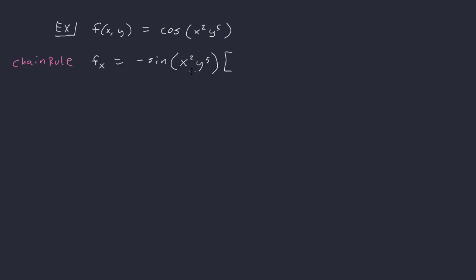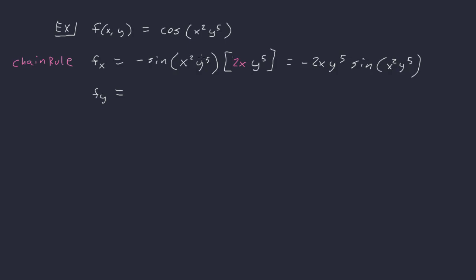Now, when we take the derivative of the inside, we're only taking the x derivative and we're leaving the y's alone, treating the y's like they're constants. So the derivative of x squared will be 2x, and there is no derivative of y to the 5th, that's just a constant, so we'll leave that as y to the 5th. So if we simplify this down, we'll have negative 2x y to the 5th times sine of x squared, y to the 5th.